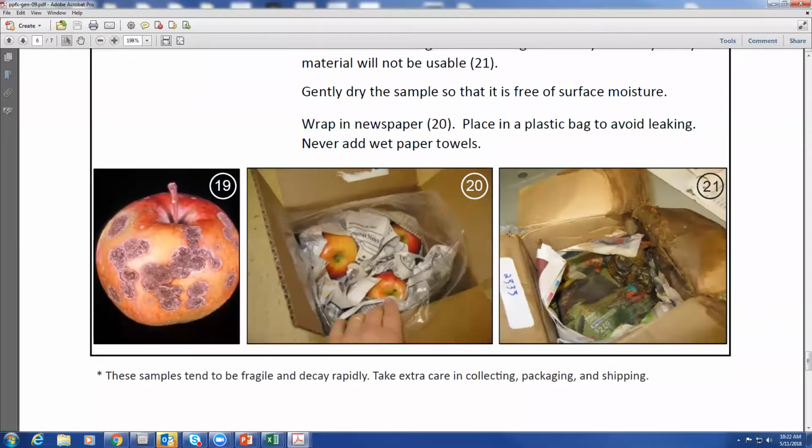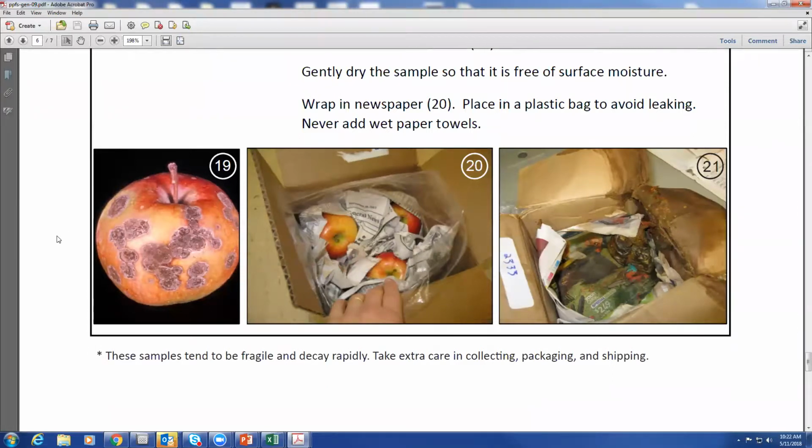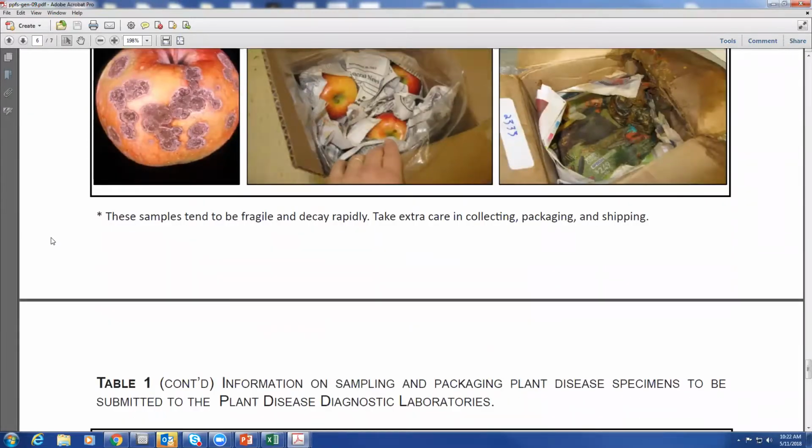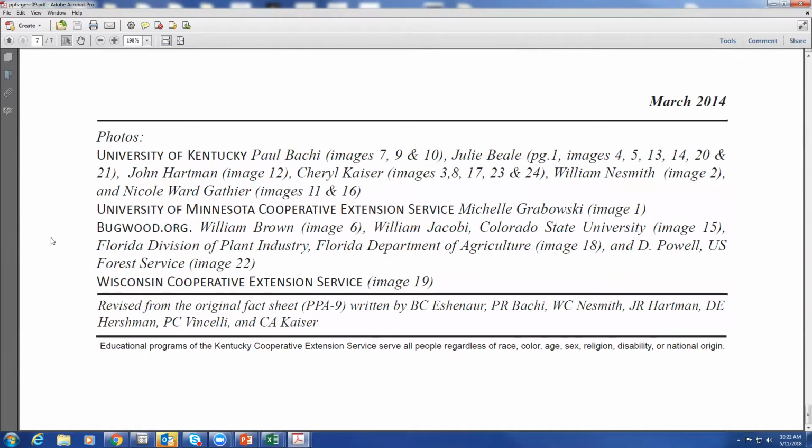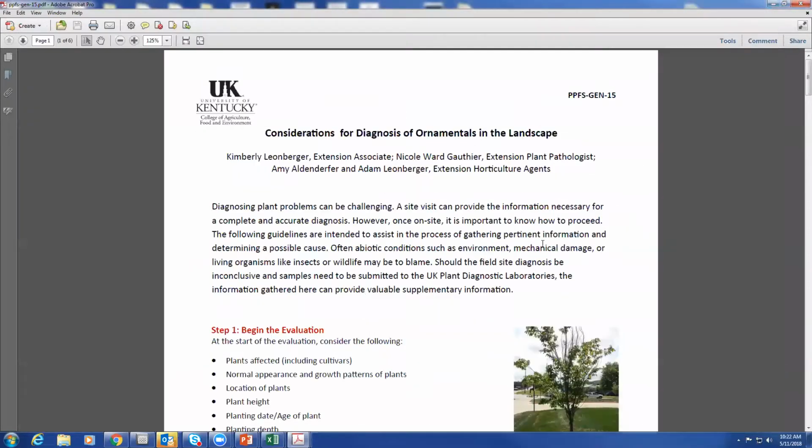And there's your rotten fruit. All the way to the right, picture number 21 is what happens when you don't use absorbent paper with a plastic liner of some sort. Our mail carriers don't appreciate it, neither do our diagnosticians when that arrives. So this is a publication that's very helpful for your staff. Okay, any questions with that?